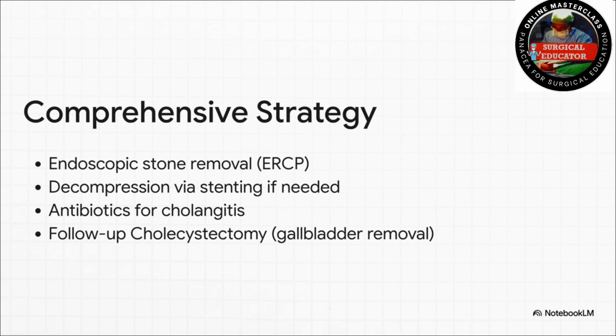But the full treatment plan is more than just removing the one stone. First, we get the stone out with ERCP. We treat any infection with antibiotics, and then, this is critical, once the patient is stable, we have to plan for a cholecystectomy to remove the gallbladder. Why? Because the gallbladder is the stone factory. If you leave it in, you're just asking for this to happen all over again.